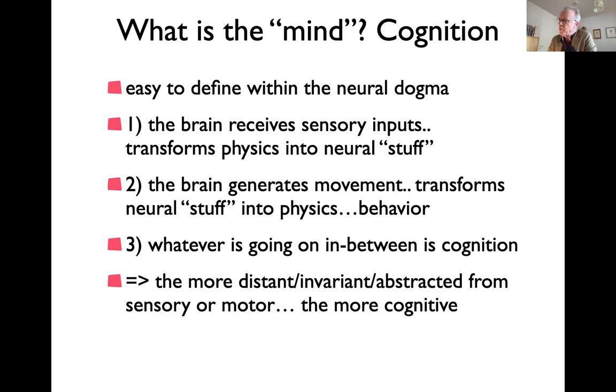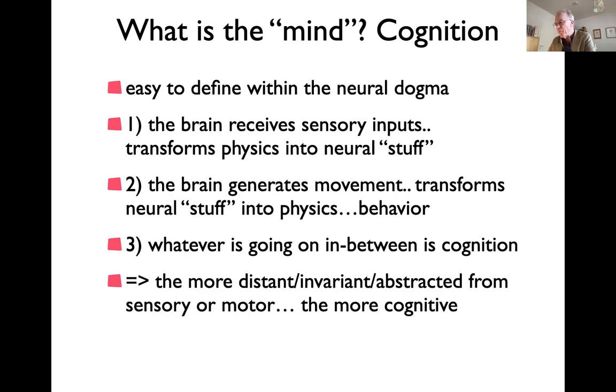And conversely, the brain generates behavior, which ultimately always means movement, right? Even speech, of course, is movement. Sound waves are generated by moving certain muscles and controlling your glottis and the articulatory apparatus and all that. And so that is transforming neural stuff into physical things in the world out there. And so everything that is between those two is cognition. The properties of that are the properties of the mind.